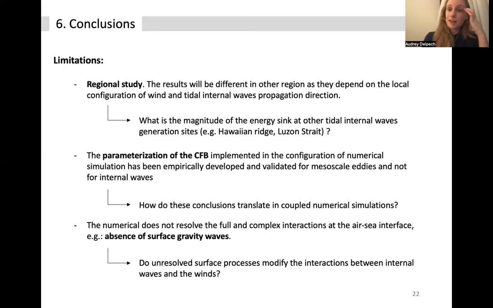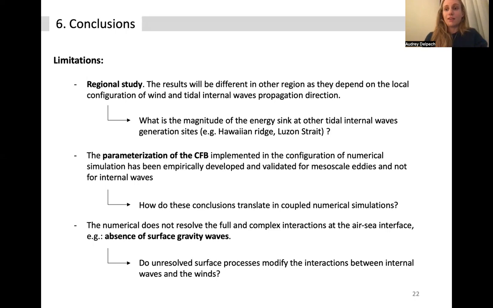Of course, this study was very preliminary, just to explain a new mechanism, and it still has very strong limitations. First of all, it's a regional study, so the results might be different in a different region because it completely depends on the local configuration of the winds with respect to the currents associated with the internal waves. So it would be really interesting to look at how strong this energy sink might be in other regions, such as the Hawaiian Ridge and the Luzon Strait, where we know we have a strong generation of internal waves, mostly internal tides.